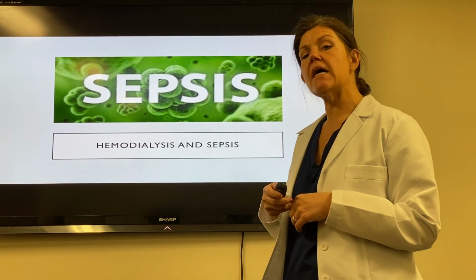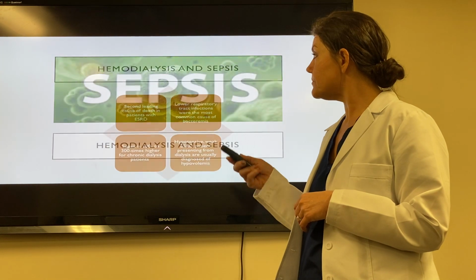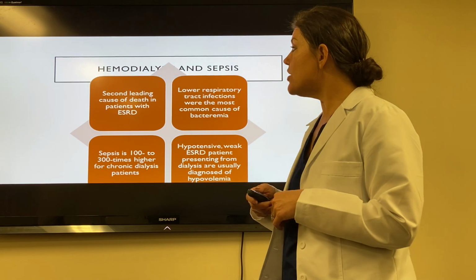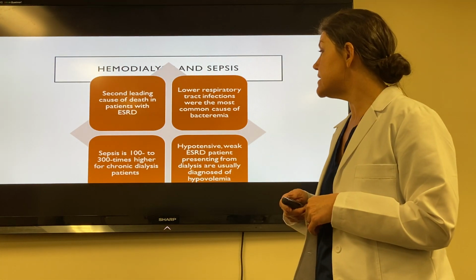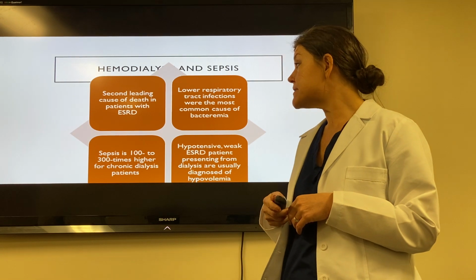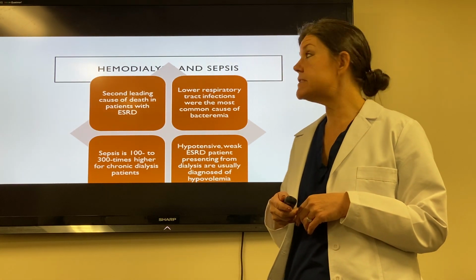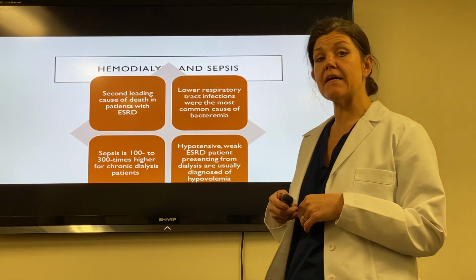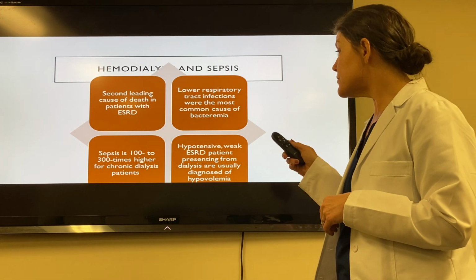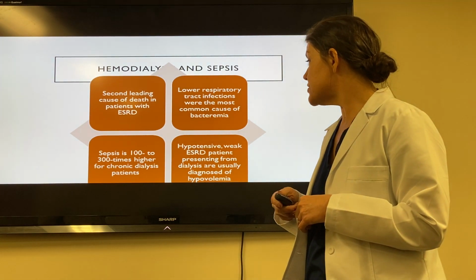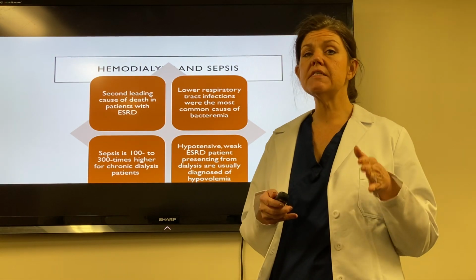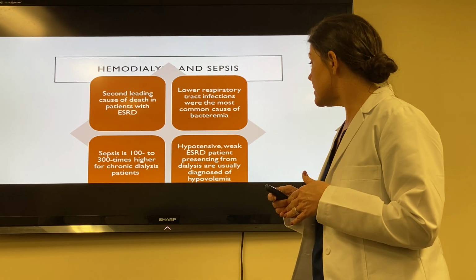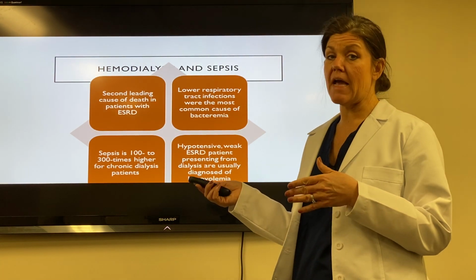So next we'll talk about hemodialysis and the sepsis patient. Sepsis is the second leading cause of death in patients with end-stage renal disease. And sepsis is 100 to 300 times higher for chronic dialysis patients. Lower respiratory tract infections are the most common cause of bacteremia with these patients. And hypotensive, weak, end-stage renal patients usually presenting from dialysis are usually diagnosed with hypovolemia, which can often lead you to believe it's hypovolemia when actually it is sepsis.